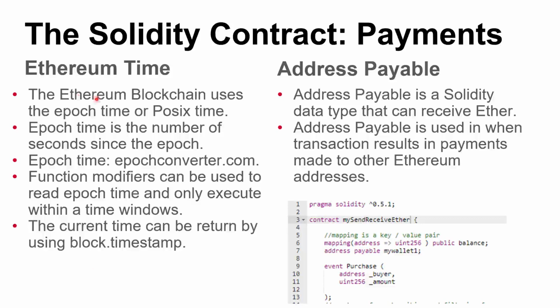Ethereum time, again, is based on the epoch time, sometimes called the POSIX time. And this is the time since the defined epoch. You can use that epoch time for comparisons. You can also use it as a condition, so we can declare our functions to look for a certain time, only after. And then our functions will look for that condition. And then there is address payable as well. Our address payable can send or receive Ether.